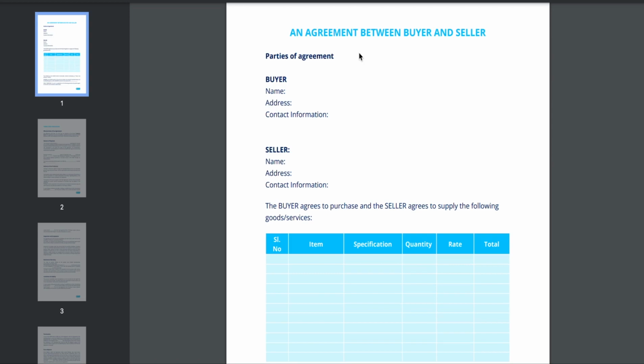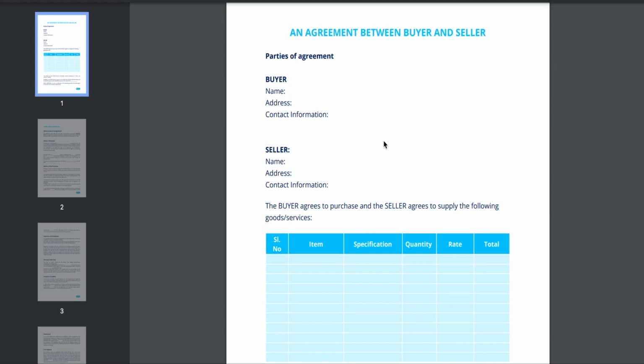Firstly, you will see what we call the parties of agreement, where the parties refer to the buyer and the seller involved in the contract. This section is essentially an introduction, identifying the key players involved in the agreement. It specifies the buyer and the seller by name, their address and contact information. These details are crucial for ensuring the contract's validity, and for easy communication between the parties.